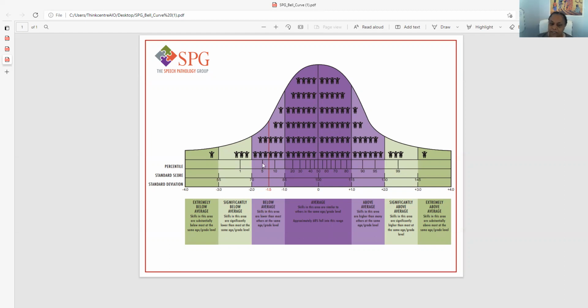So in this area, we're looking to see how a student performs. If they're in this area, it's significantly below average, extremely below average. So we're looking to see how far out of average the student is performing on an academic task, a behavioral task, whatever it is that we're measuring, because we measure behavioral tasks as well as academics, as well as adaptability and intelligence. And so we're looking to see how far.